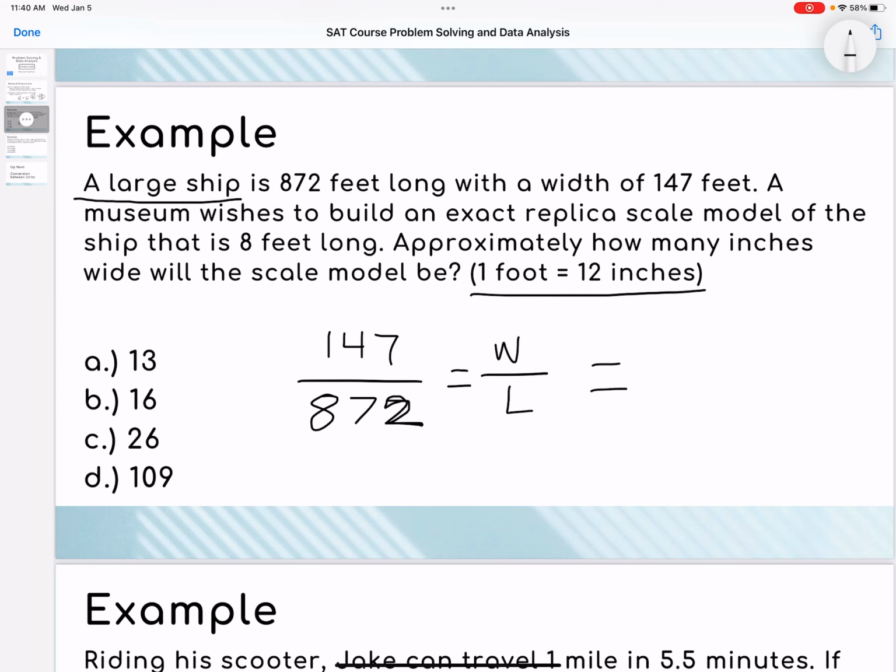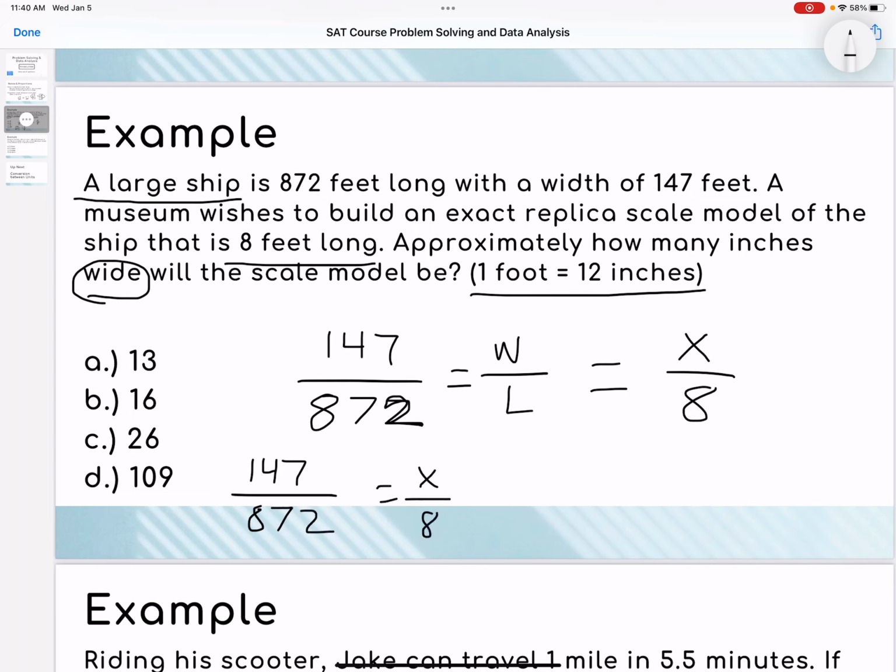But now we can extend this proportion because we're given part of the measurements for that scale model that the museum wants. We're given that it's 8 feet long. So length, we said, is our denominator, so it's going to be there, 8 as the denominator. And then X is going to be our numerator because we don't know the width, right? That's what we're searching for according to the problem, how wide this scale model will be. So if we want to rewrite this, it would be 147 over 872 is equal to X over 8. So that's our proportion, right?